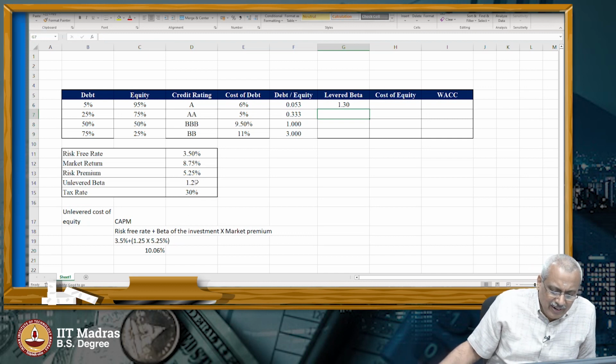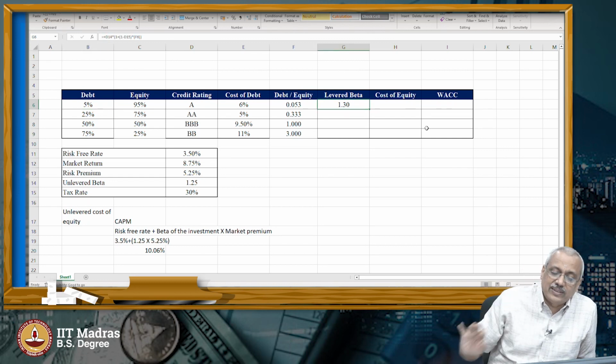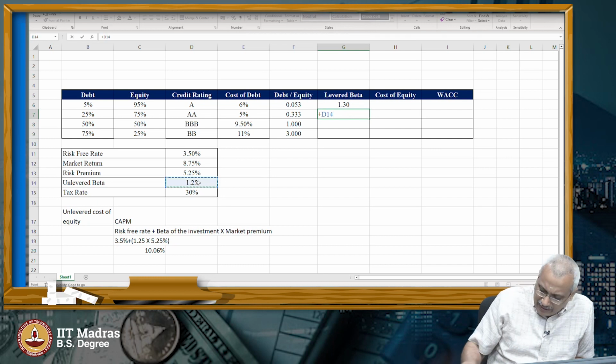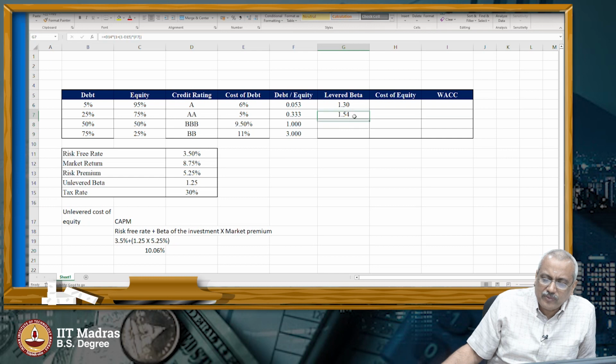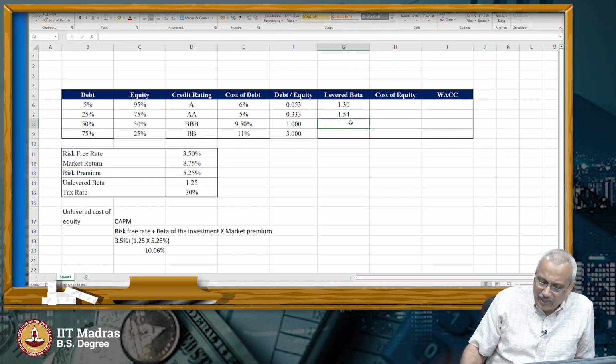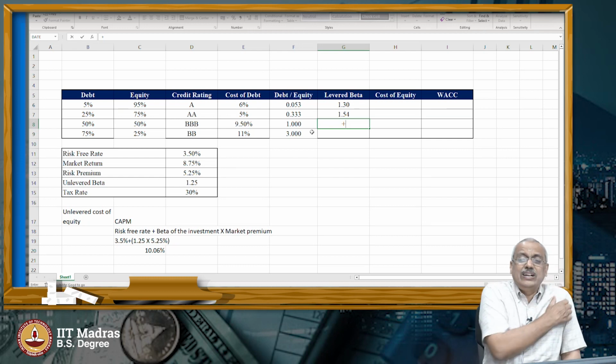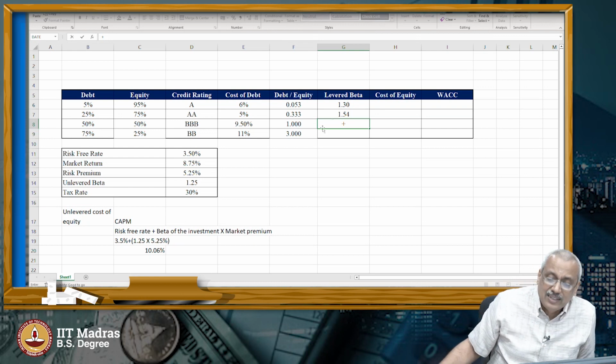The unlevered beta is 1.25. The moment I have a 5% debt in the capital structure, the risk of equity holders increases, so the beta becomes 1.3. Let me do the same thing here. For the moment I have 25% debt, unlevered beta into 1 plus 1 minus the tax rate into the debt by equity part of it, and that gives me 1.54. The risk of equity holders increases substantially, it becomes 1.54.